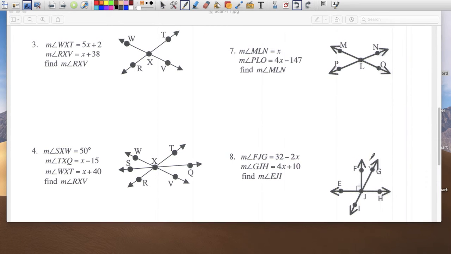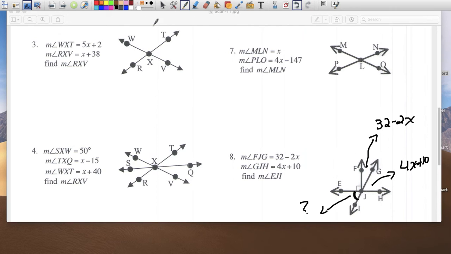FJG. So this small little angle is 32 minus 2x. GJH, this one over here, is 4x plus 10. So find EJI. I'm looking for this angle right here. That's the one they want. Well, you can tell that this one and this one on this side, GJH, they're vertical.